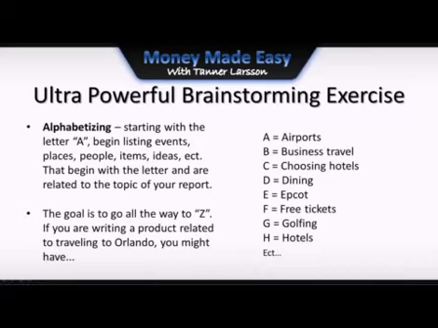If you are writing a product that's related to traveling to Orlando, you might have A for airports, B for business travel, C for choosing hotels, D for dining, E for Epcot, F for free tickets, G for golfing, H for hotels, and so on and so on. What you're forcing yourself to do is think outside the box and trigger different portions of your brain to come up with more information that can be included in your report.